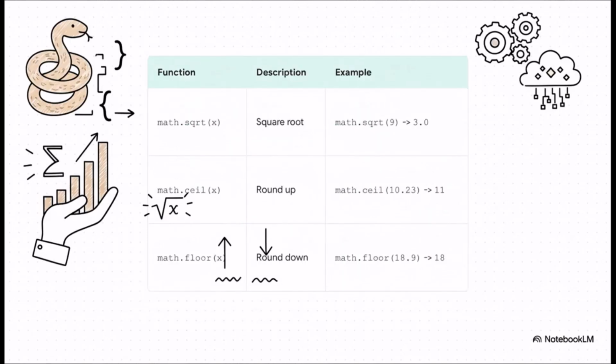Now for the really heavy-duty math, Python keeps those tools in a special box called the math module. You just type import math at the top of your file, and you unlock all this extra power. Need a square root? Math.sqrt. Need to always round a number up? That's math.ceil. Think ceiling. And to always round down, you use math.floor.